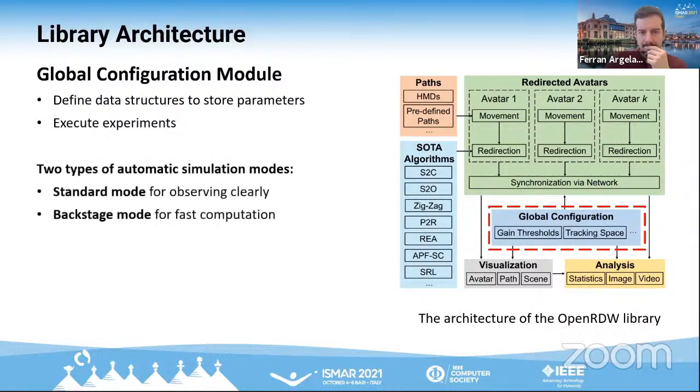An automatic simulation can be executed in two modes. In the standard mode, the simulation process is rendered and displayed at the target frame rate, which helps researchers to observe the simulation clearly. In the backstage mode, the rendering pipeline is omitted to accelerate the simulation process, which is useful for fast batch testing.